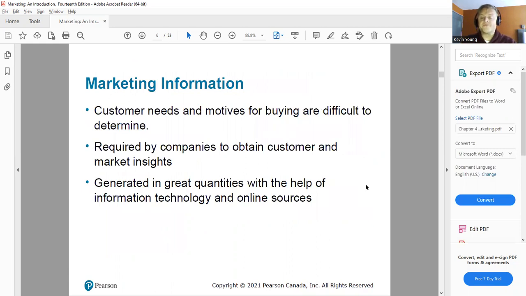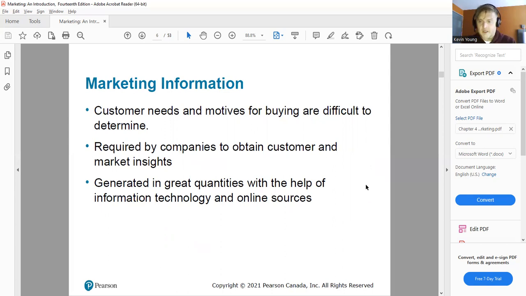Marketing information. Customer needs and motives for buying are difficult to determine. Absolutely. Everybody is different. What you may be influenced by is not necessarily something that I will be influenced by, and so forth and so forth. This type of information, however, customer needs and motives, is required by companies to obtain customer and market insights. And it's generated in great quantities with the help of information technology and online sources.